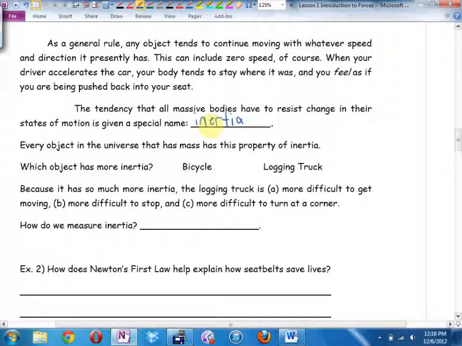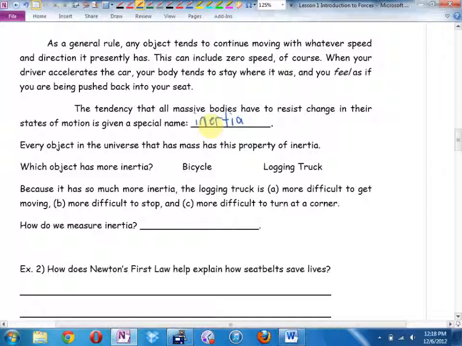It's related to mass, and I'm going to be honest, most of the time this year, Jamie, I'm going to use inertia and mass interchangeably, even though I shouldn't. For this year, it will suffice. Keeping in mind that really I'm wrong. Okay? More mass, more inertia. Every object in the universe that has mass has this property of inertia.